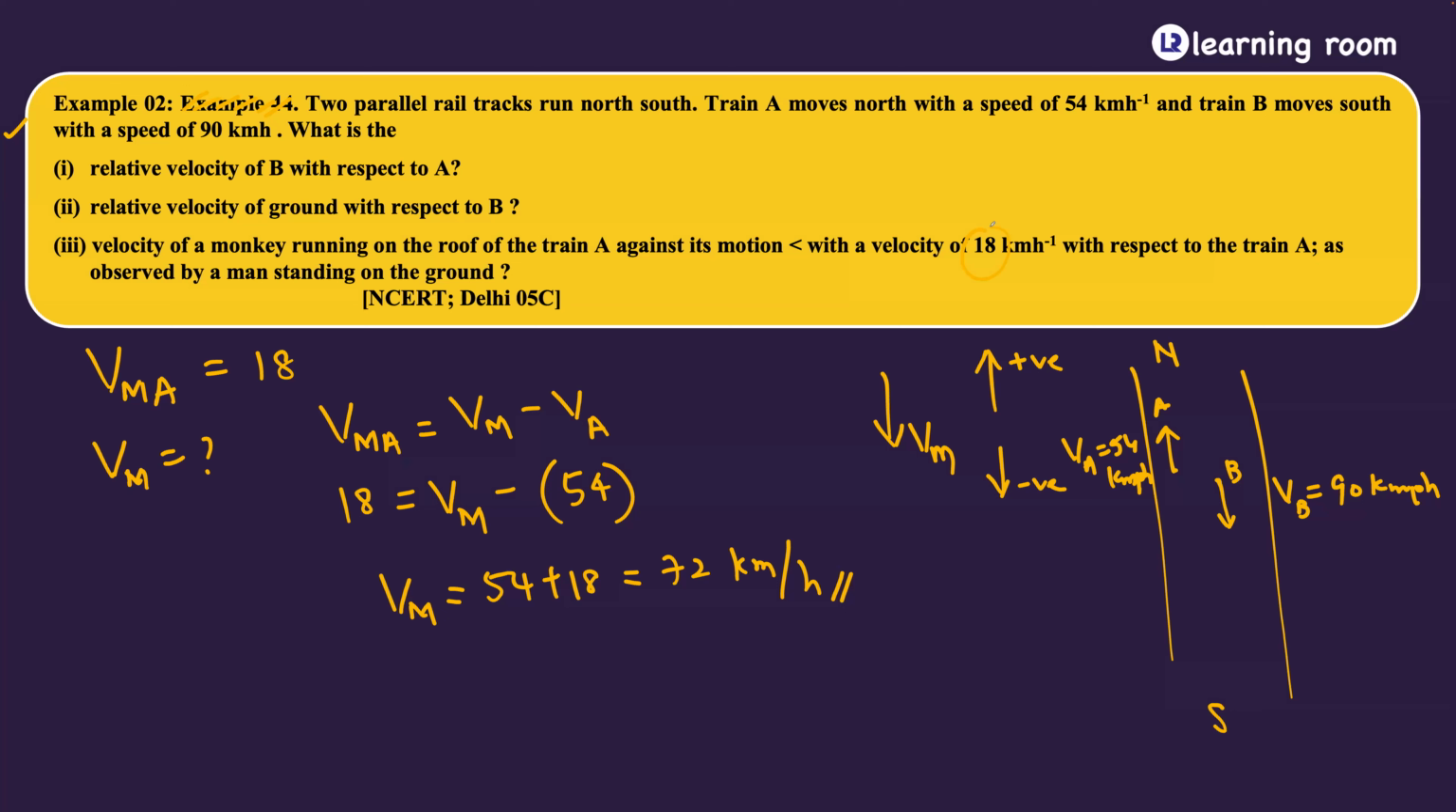Sir, if it's against its motion, won't it be? Is it not opposite to the direction of the train? Which one? The velocity of monkey running on the roof. Let me read the question. Velocity of a monkey running on the roof of a train A against its motion. Okay. Sir, I'm asking if it's in the opposite direction of where the train is moving. Yeah, that should be the case, but let me check.